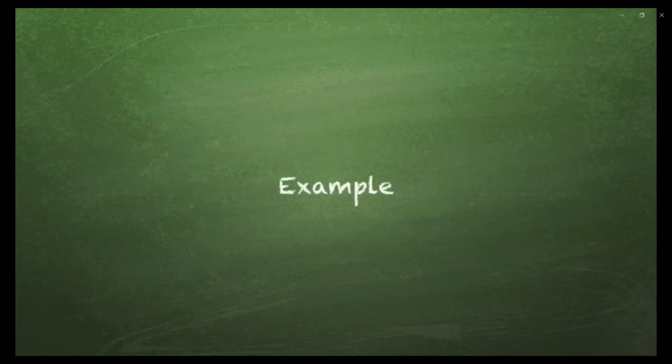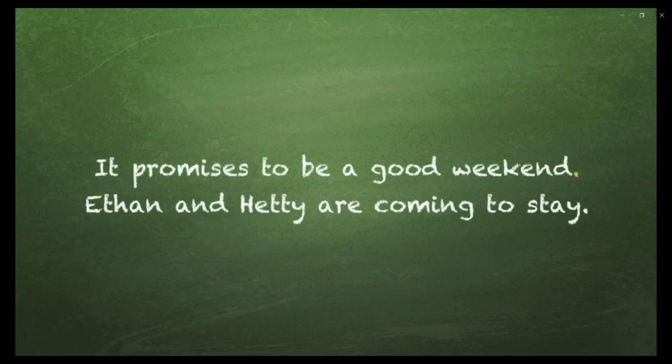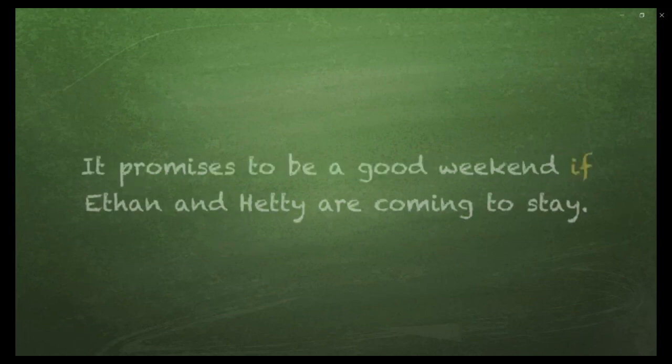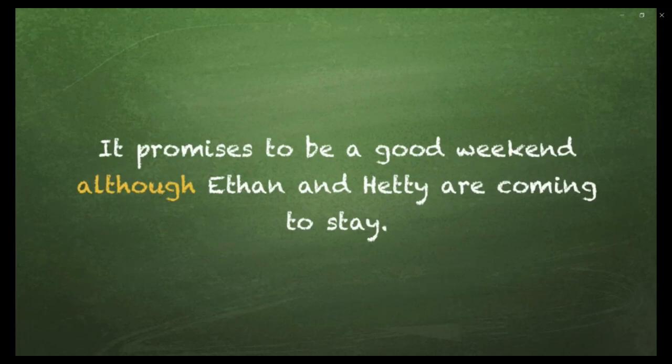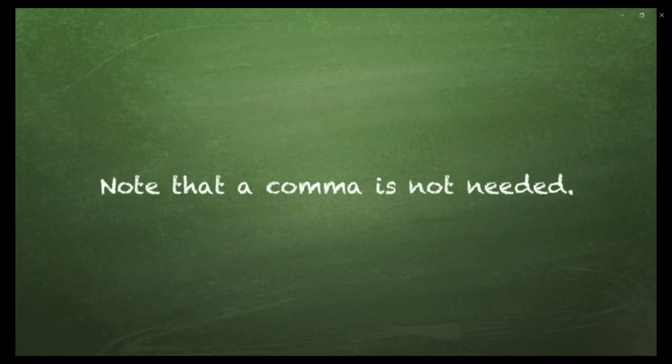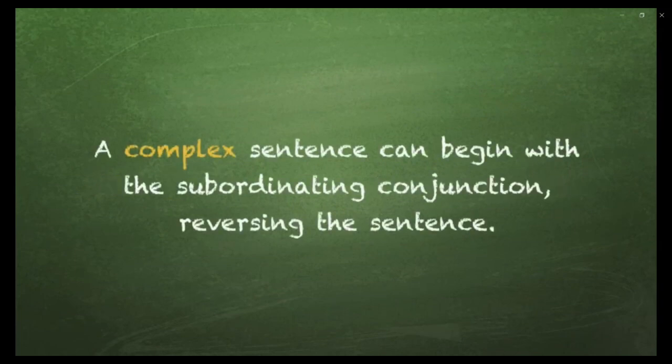For example, it promises to be a good weekend if Ethan and Hetty are coming to stay. It promises to be a good weekend, although Ethan and Hetty are coming to stay. Note that a comma is not needed. A complex sentence can begin with the subordinating conjunction, reversing the sentence.